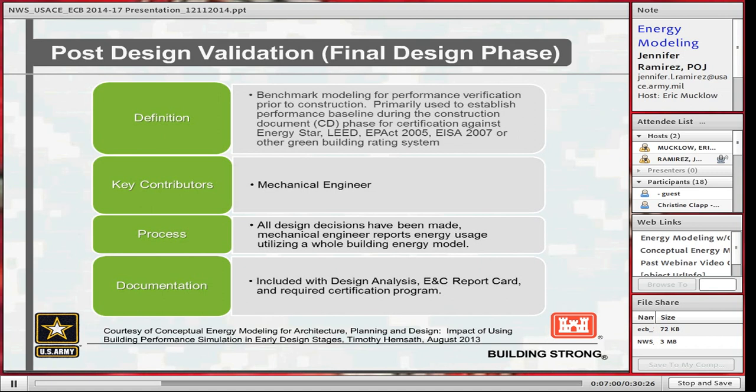At the final design phase, benchmarking energy modeling and performance validation is the last and most detailed version of energy modeling. As you have seen, energy modeling is a progressive implementation, one in which you are not expected to have all the information at the beginning of the project, and the energy modeling requirements mirror the level of detail the project is at.